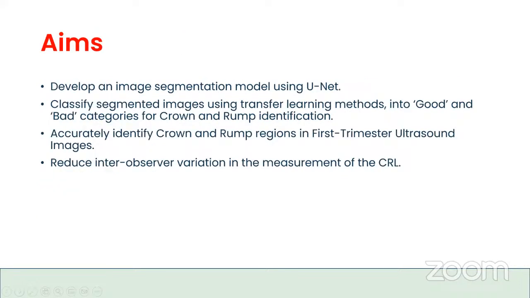So the aim of the paper is to identify the crown and rump regions in ultrasound scans to help reduce inter-observer variation. A machine learning pipeline has been developed utilizing different models, and this included developing an image segmentation model to segment the fetus away from the background of the ultrasound scan, provide a binary classification of good and bad images from the output of the segmentation model for suitability of crown and rump identification for obstetric practitioners, and then to identify the crown and rump regions in the segmented image. And all of these aspects will help to reduce the effects of inter-observer variation in the measurement of the CRL.